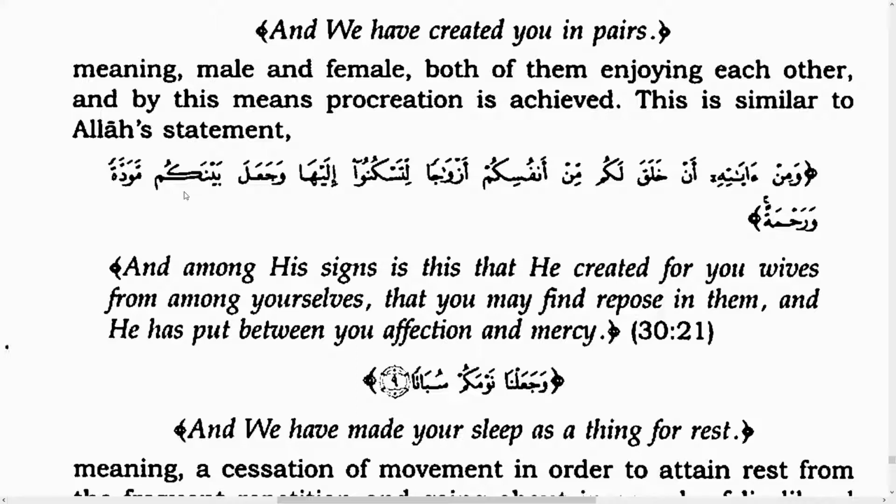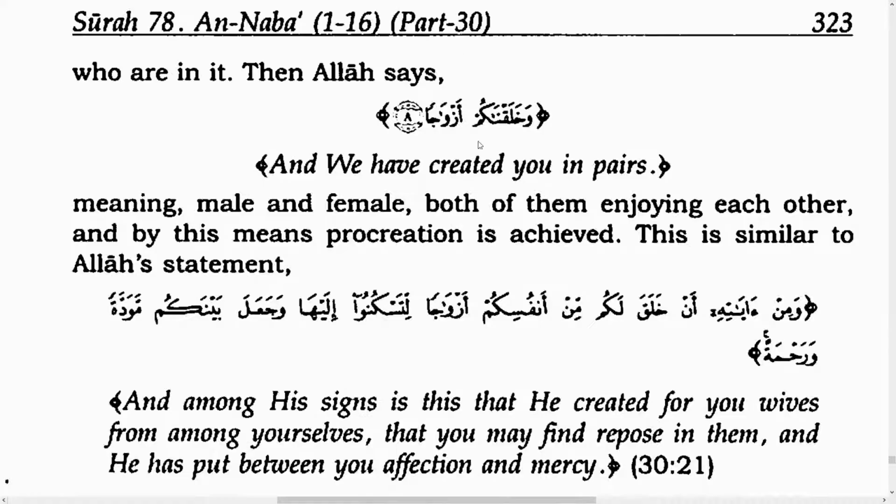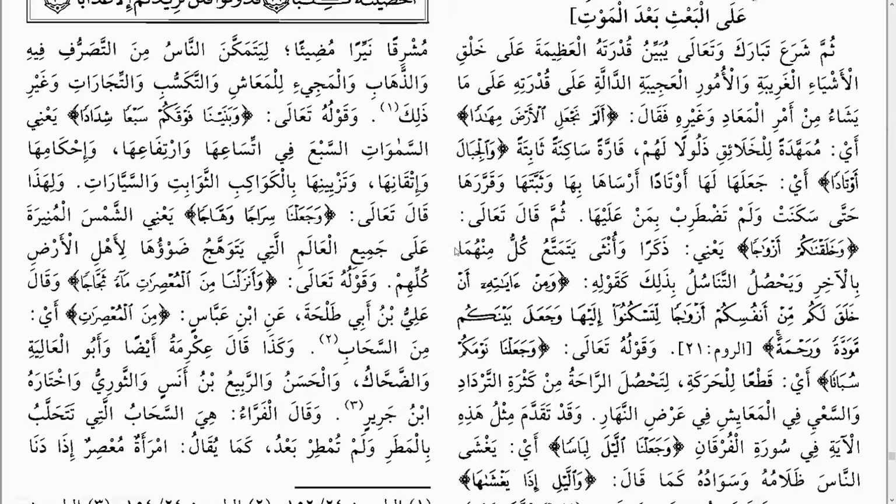Right? وَجَعَلَ بَيْنَكُمْ مَوَدَّةً, and yes, Allah is the one who creates it. Mawadda is affection, right? Affection for the spouses. وَرَحْمَةً, and mercy is also required, mercy between the spouses. So he brings verses to show وَخَلَقْنَاكُمْ أَزْوَاجًا, and we have created you in pairs. وَجَعَلْنَا نَوْمَكُمْ سُبَاتًا. Right, so he's continuous.